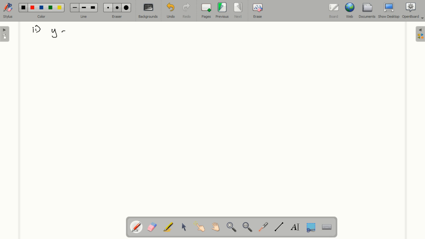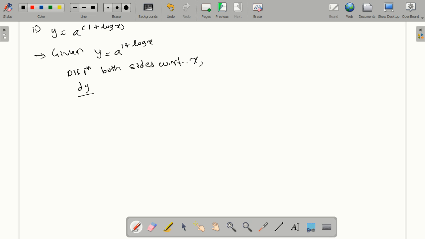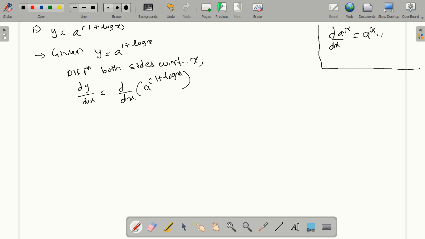So you have been given y is equals to a raised to 1 plus log x. So how will you start your answer? Given y is equals to a raised to 1 plus log x, right? Differentiating both sides with respect to x, we get dy by dx is equals to d by dx of a raised to 1 plus log x, right? And we know that d by dx of a raised to x is a raised to x into log a, right? We know this, right, by the second class.